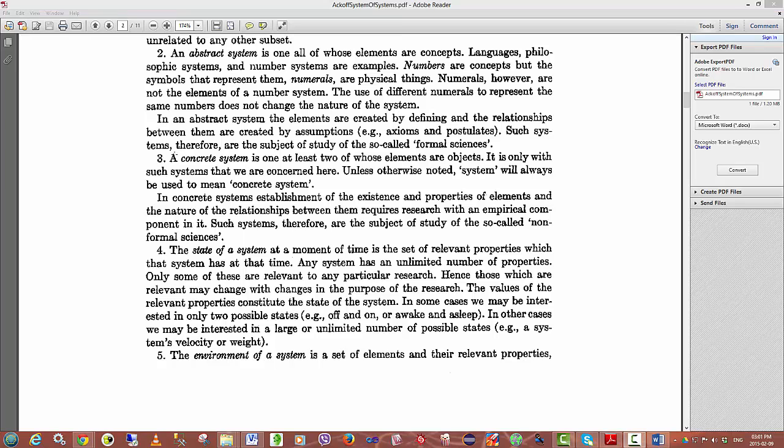Thus, in essence, Ackoff is saying here that the systems that systems theory is concerned with must have some kind of measurable property. If you cannot measure the property, then you cannot determine whether or not the system is actually processing the information that you're feeding into it. Remember that systems require an input and an output.